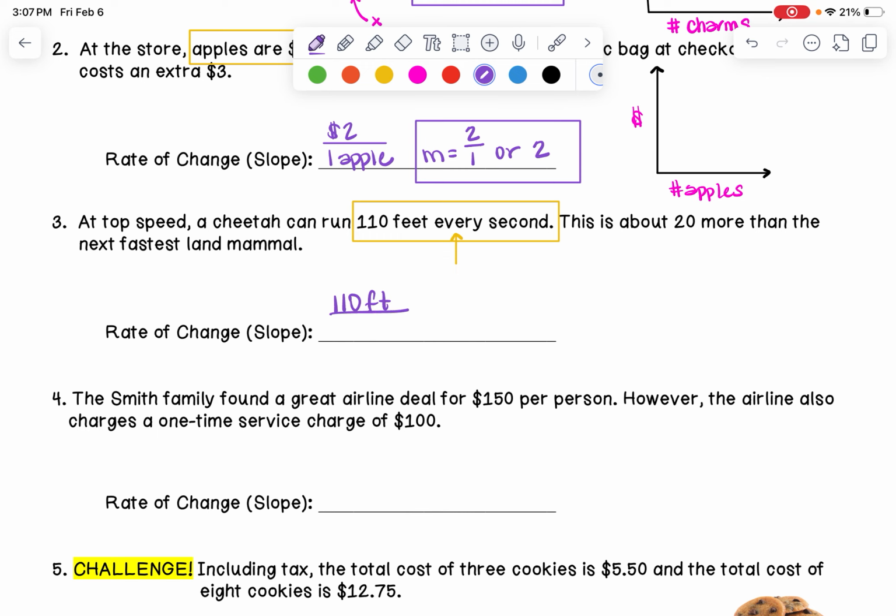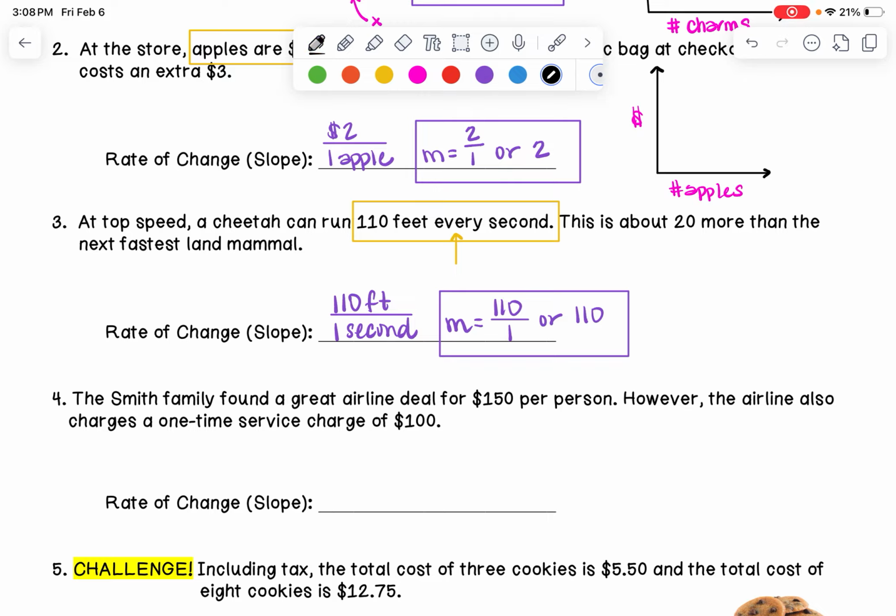110 feet every 1 second. So, of course, that means our slope is just 110 over 1. Take the units out. Don't write units in math problems, right? But again, I know I sound like a broken record.